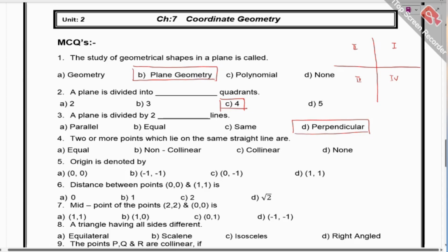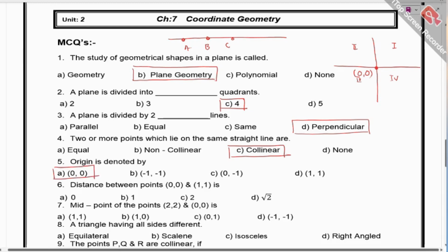Two or more points which lie on the same line. So let's suppose that we have this line. So we have 3 points here, A, B, C. So all these points lie on the same line. So such type of the points are called collinear. So option C will be the correct answer. Origin is denoted by, that is the point where x-axis and the y-axis intersect are called the origin. So origin is always denoted by 0, 0.